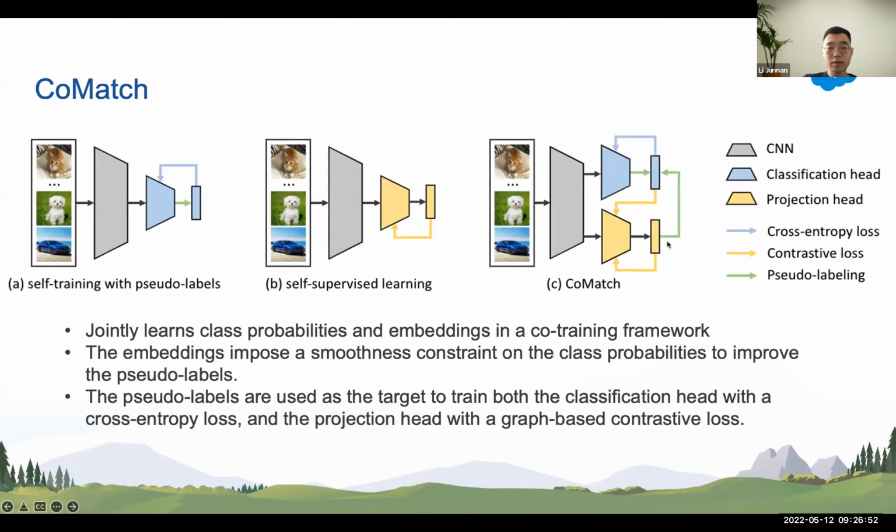Specifically, we use the embeddings, the yellow color feature here, to impose a smoothness constraint on the classifier so that we can improve the pseudo labels. And then we also use the pseudo labels as additional information that we can use to train this embedding layer with a graph-based contrastive loss. Next, I'll explain in more detail what I mean by this smoothing and this contrastive loss. But this is a high-level overview of our method.